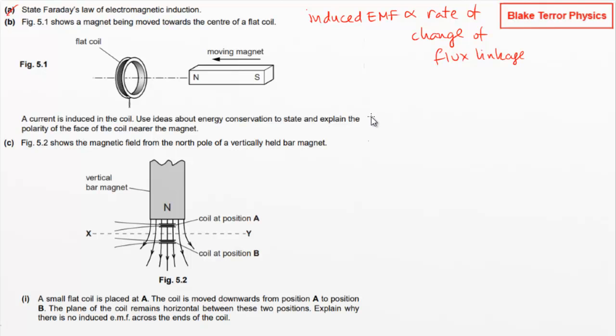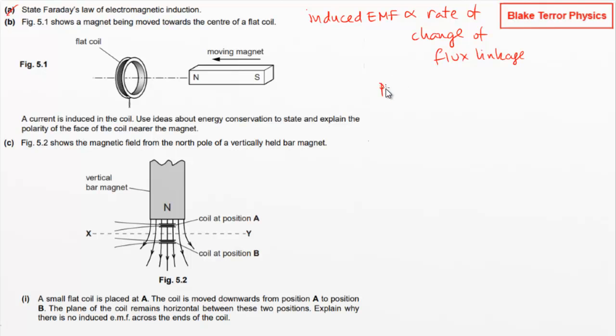Part B, figure 5.1 shows a magnet being moved towards the center of a flat coil. The current is induced in the coil. Use ideas about energy conservation to state and explain the polarity of the face of the coil nearer the magnet. Okay, so remember with Lenz's law, it will induce an EMF that opposes the thing that's creating it. So you must have a north pole that we're pushing against. That's the first thing that we need to say.